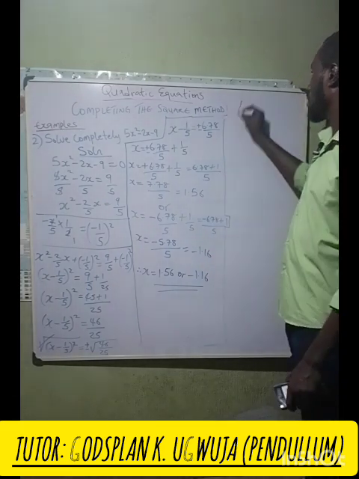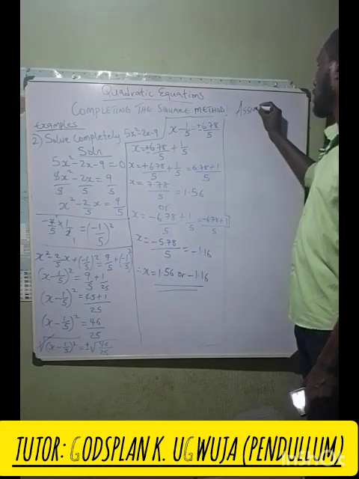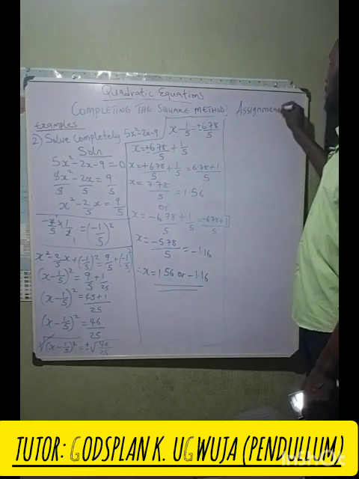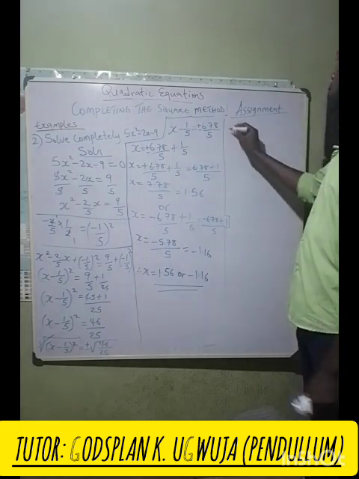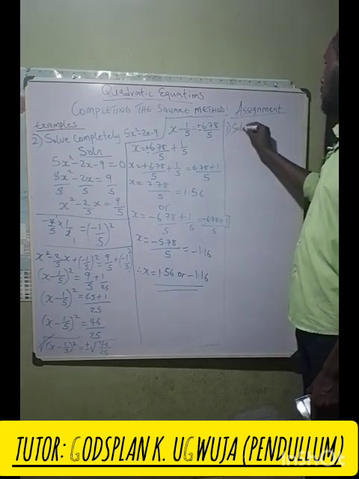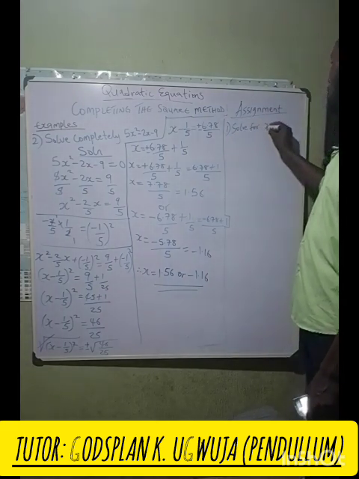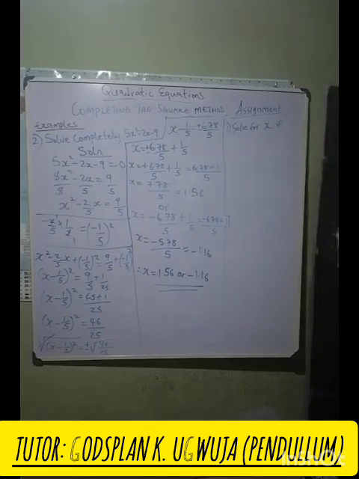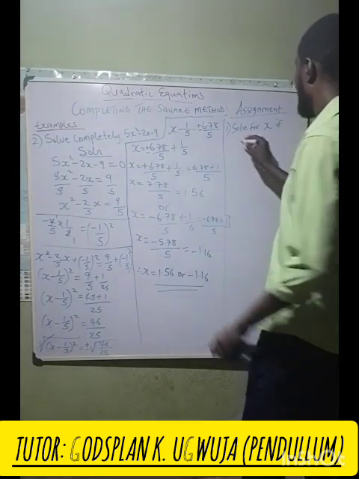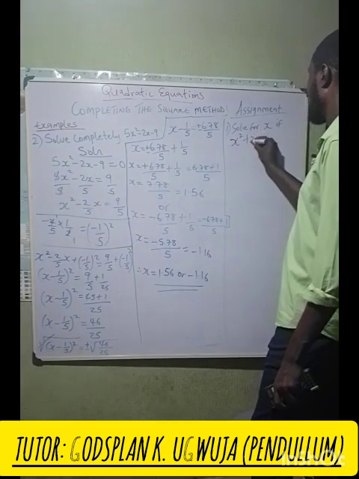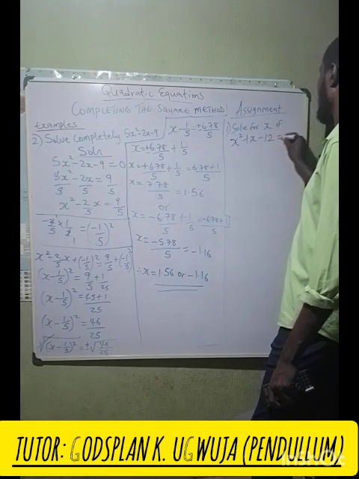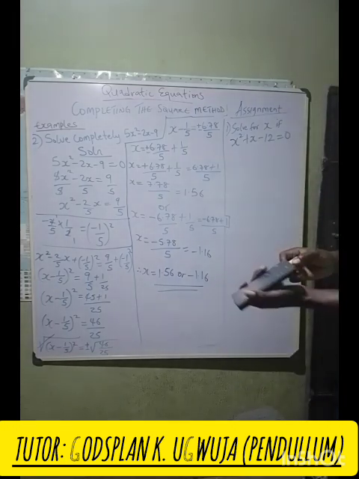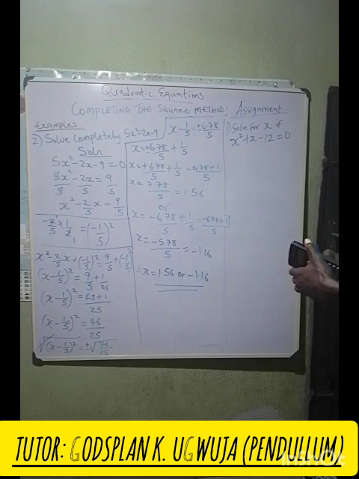So I'll end this video by giving you an assignment to try. Just try this one out. Solve for x if x squared plus x minus 12 is equal to 0. So I think this is a pretty easy one. It's quite easy though, so try this.